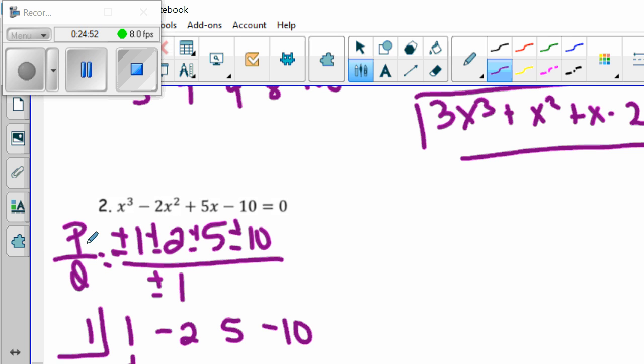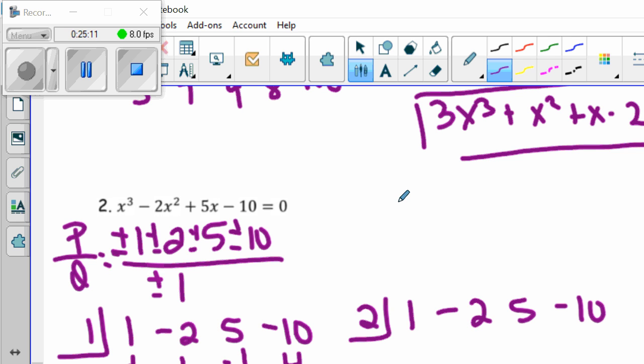Bring 1 down. 1, 4. That doesn't work. Okay. I could try negative 1, or I could just keep going up. So let's just try all of our positive numbers first. So I went with 1, so now let's go with 2. So 1, negative 2, 5, negative 10. Bring my 1 down. 1 times 2 is 2, 0, 0, 5. Yay, it works. So I know x equals 2 is one of my answers.